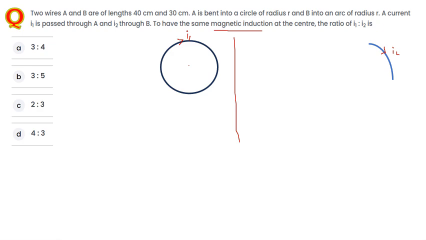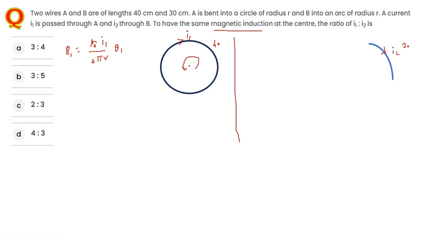For this, the length here is 40 centimeter, and here the length is 30 centimeter. Now the magnetic induction, B1, is equal to, hope you remember the previous one I displayed, mu naught I1 divided by 4 pi r into theta 1. Theta 1 is the angle. This is a circular one, so the total angle is 2 pi.